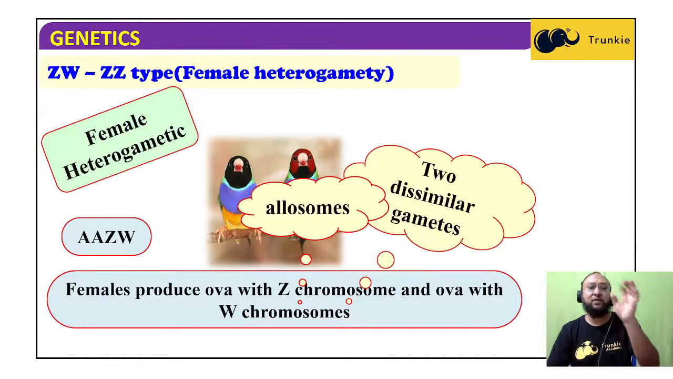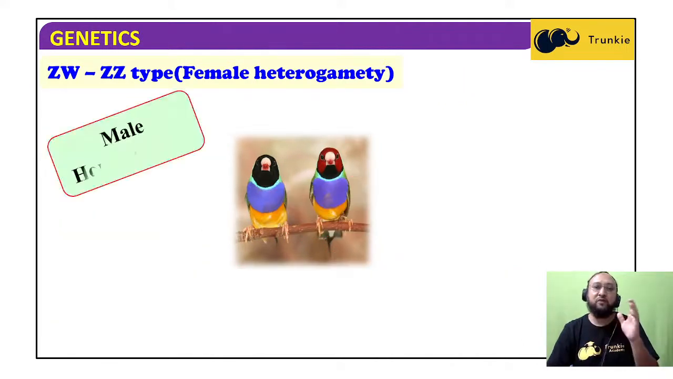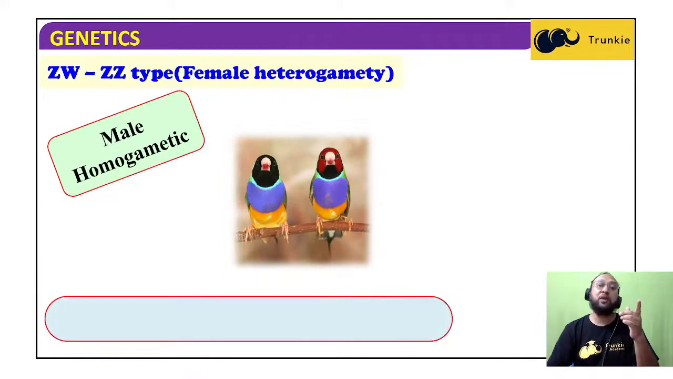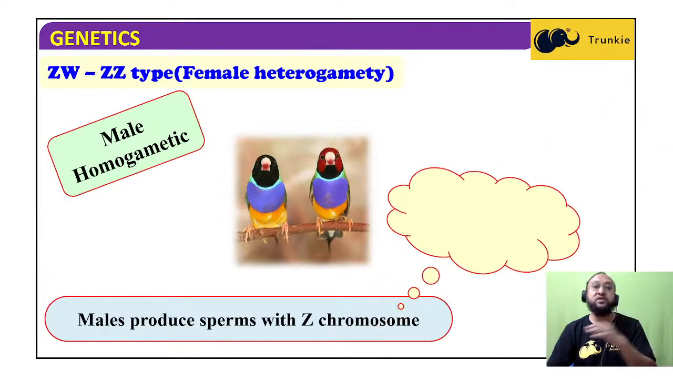So in the body there will be AAZW, autosomes plus sex chromosomes. The male will be homogametic, and they will produce all sperms with Z chromosomes only.